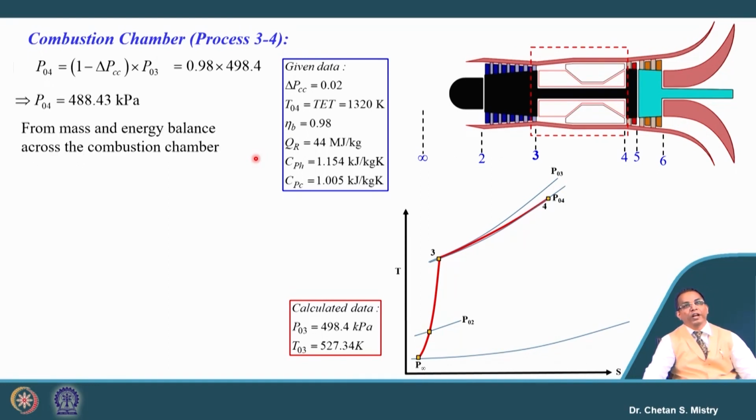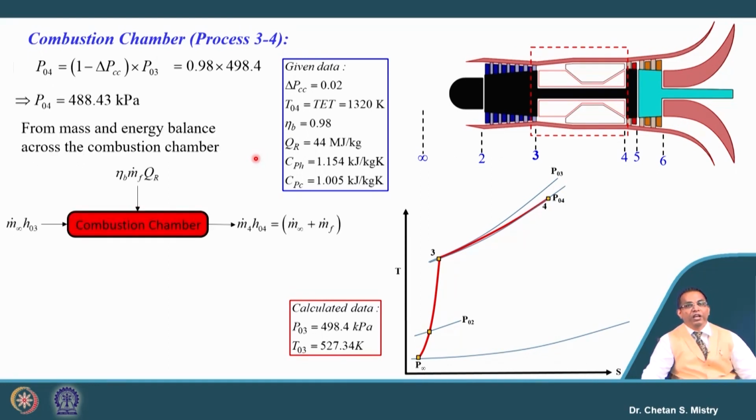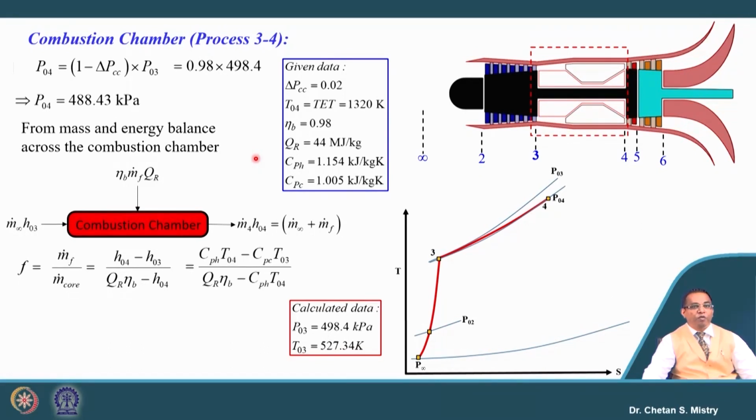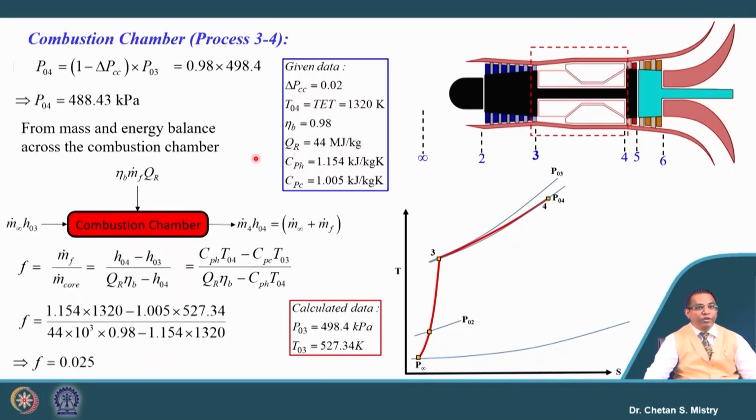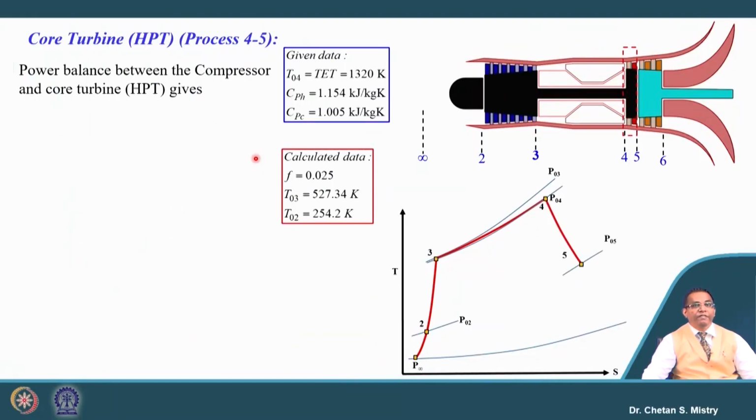In order to do that calculation, we will put in our energy balance, and from that energy balance we can write down the fuel air ratio. That is given by this formulation, where we need to be very careful in putting the Cp of hot gas and the Cp of cold gas. If we put in these numbers, my fuel air ratio comes to be 0.025. Okay. Now, this combustion chamber part is ready.